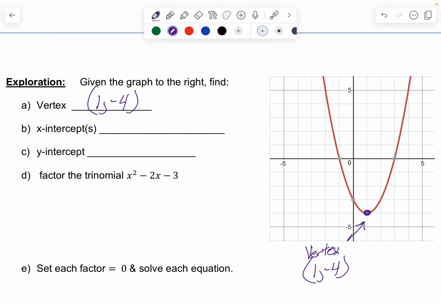The vertex is always that turning point. The x-intercepts are always going to be on this x-axis. So we look and see, where does our graph hit the x-axis? Right there and right there. So the x-intercepts would be here at -1, 0. And then right here at 3, 0.